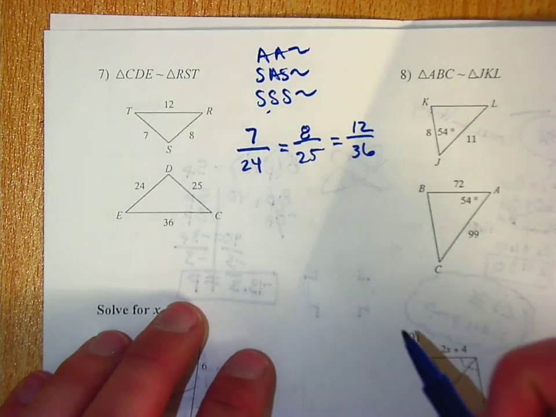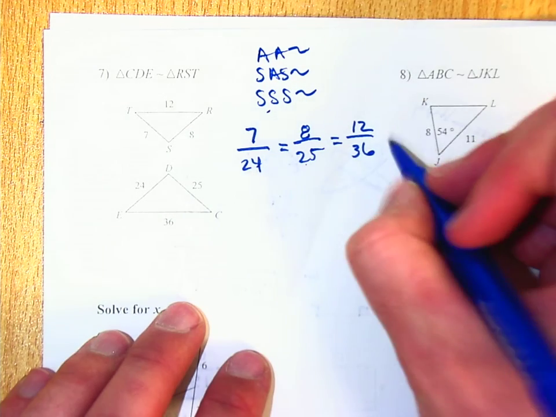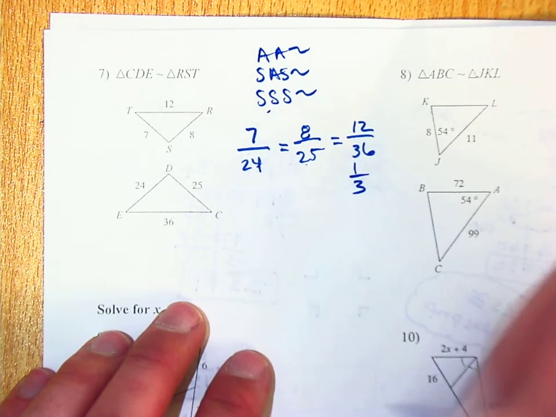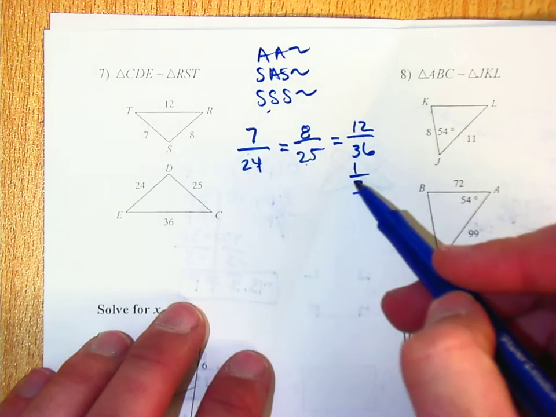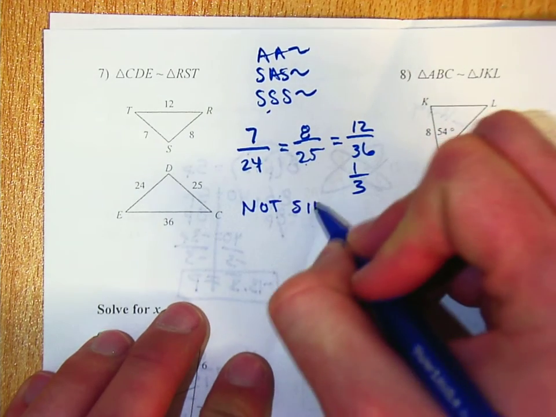Well, already I'm noticing that neither of these is going to reduce. The only one that reduces is this, but that would be 1 over 3. So these aren't equal. That means they're not proportional, and they're not similar.